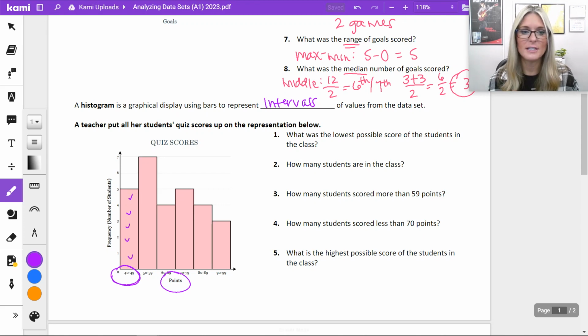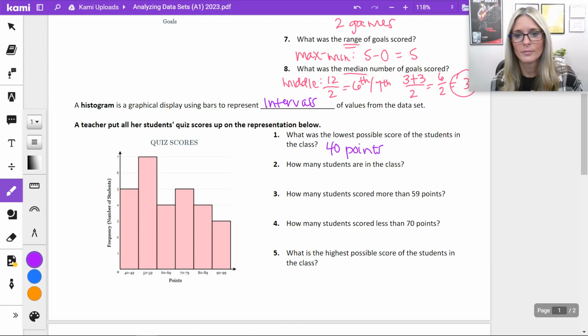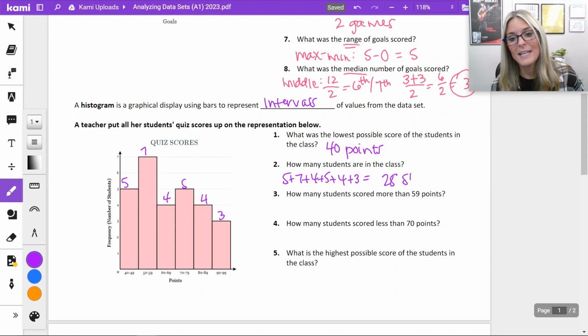So let's look at our questions. Number 1, what was the lowest possible score of the students in the class? We were kind of just looking there. The lowest that's recorded is a 40. Number 2, how many students are in the class? We've got 5 plus 7 plus 4, another 5, 4, and 3. When you add all that up, we have 28 total students.